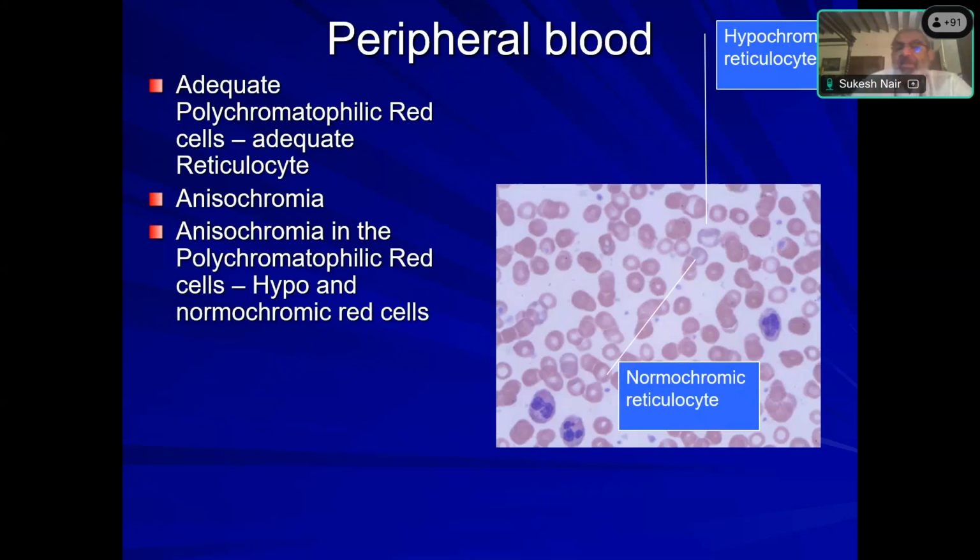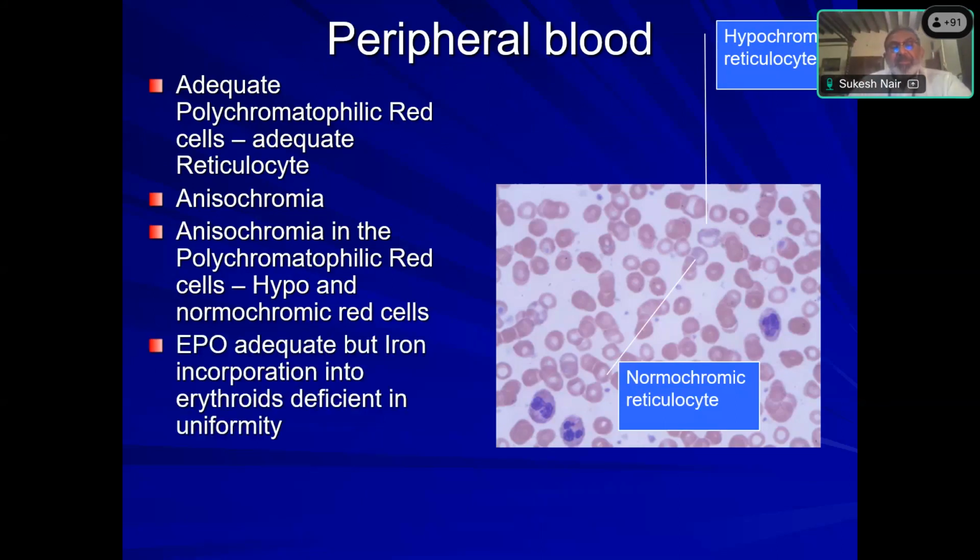That is, the iron that has to be deposited in an erythroid is blocked by inflammatory markers. That's why you get anemia of chronic disease. So my report to the nephrologist is that erythropoietin is adequate, but iron incorporation into erythroids is deficient in uniformity. So what's the treatment for this patient? You have to give him iron. You need to pump him with more iron, even if his ferritin is 521.